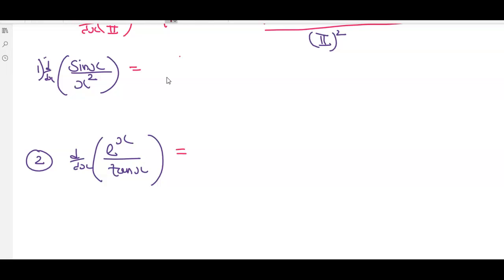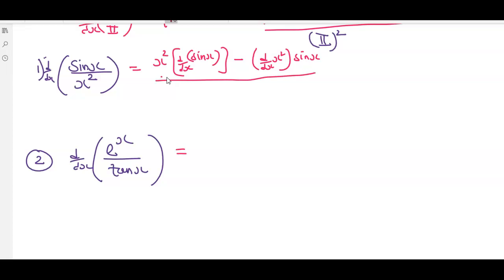So it is d by dx of sin x, x square as it is, minus derivative of x square sin x as such, and in the denominator we have square of this second function.